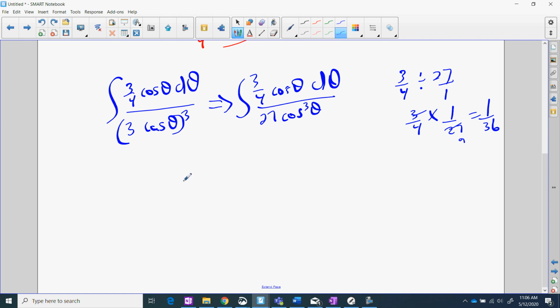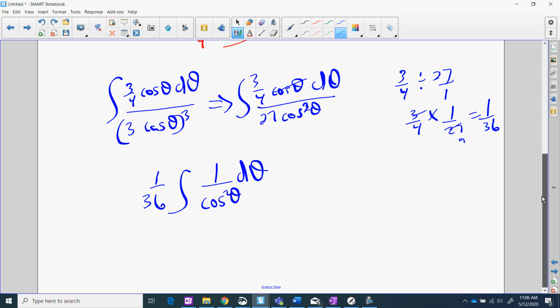So my integral is going to be the integral of 1 over 36. That takes care of the constants. I've got cos theta divided by cos cubed theta. Well, that is going to cross out one of those and take that down to squared. So I've got 1 over cos squared theta, and then I still have my d theta, which is always part of the numerator. All right, so I've arrived here.